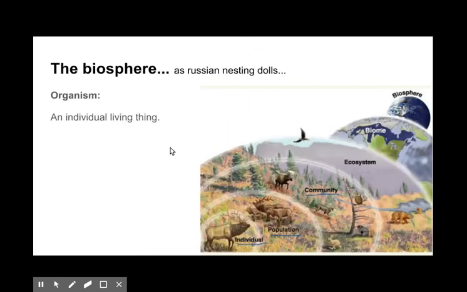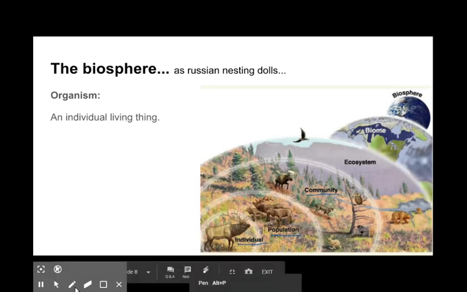Okay. When we talk about the biosphere, we're talking about Russian nesting dolls. And what that means is, there's a little doll, and then you put it in a big one, and then you put it in a bigger one, and you put it in a bigger one. And it just keeps growing, but all of the smaller ones are still contained inside that larger system. So, at the bottom of the biosphere, the smallest thing we concern ourselves with in ecology is the individual.